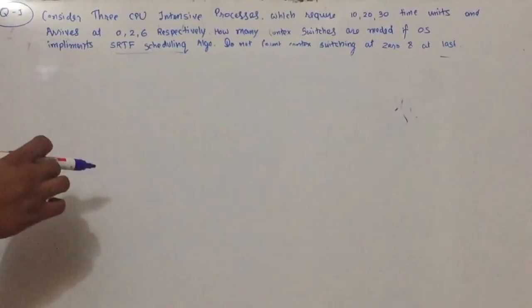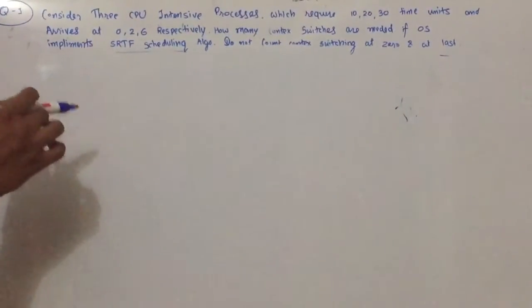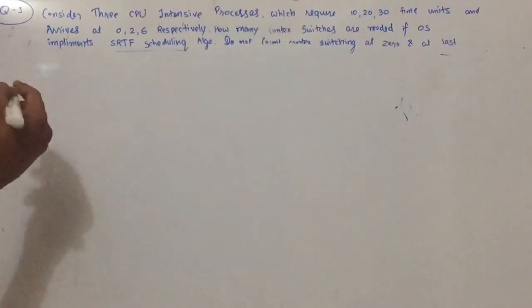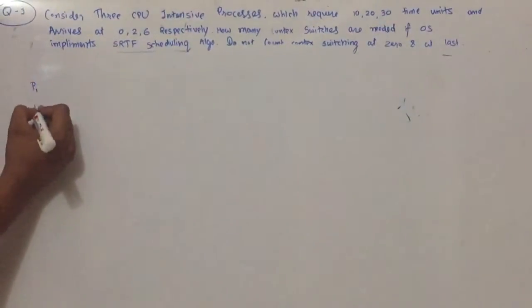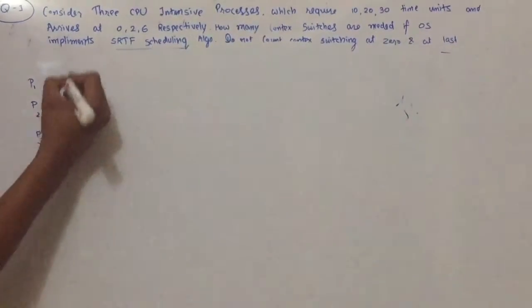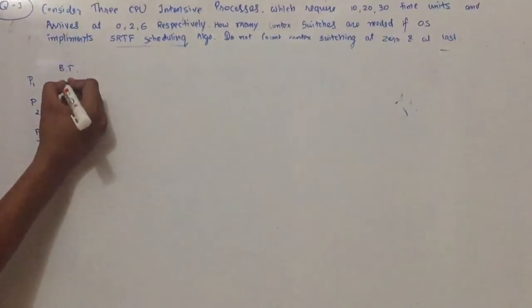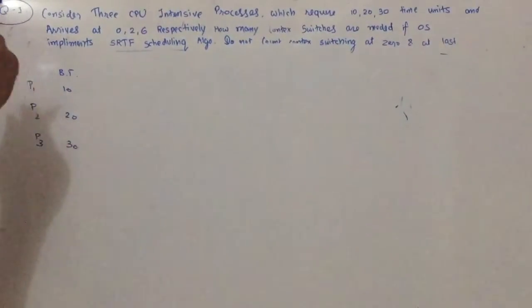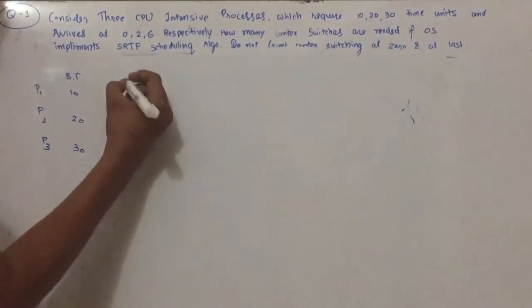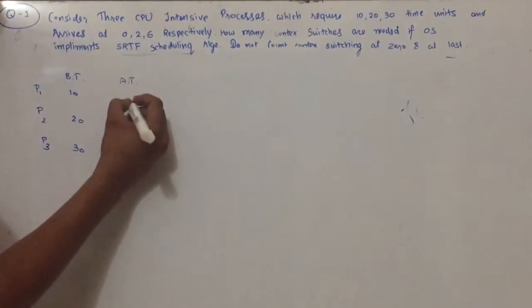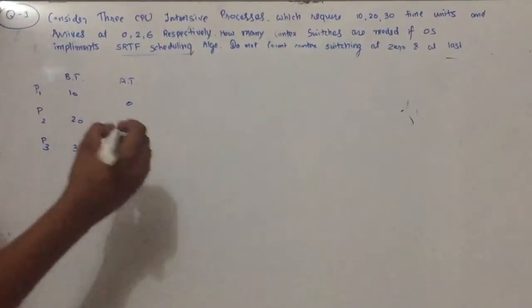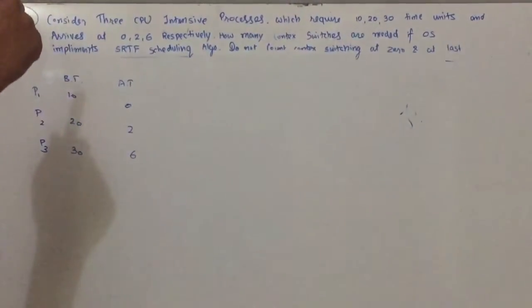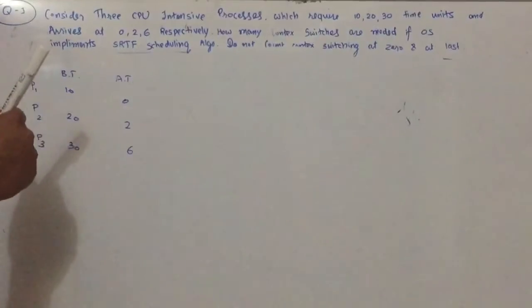Consider three CPU intensive processes which require 10, 20, 30 time units. So here 10, 20 and 30 are given as burst times of three processes. Let's say P1, P2, P3. Burst times are 10, 20, 30 units, and they arrive at 0, 2 and 6 respectively. So arrival times are given as 0, 2 and 6. How many context switches are needed if the operating system implements the SRTF algorithm?